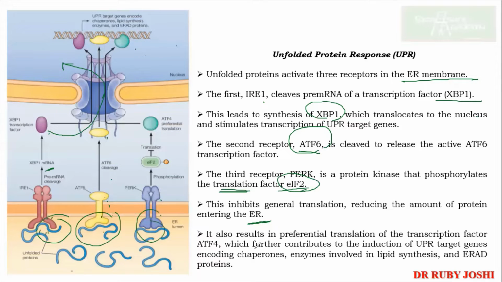Okay, it also results in preferential translation of the transcription factor ATF4, which further contributes to the induction of your UPR target genes encoding chaperones, enzymes involved in lipid synthesis, and ERAD proteins. What was ERAD? ER associated degradation. So this is how the unfolded protein response is being regulated. Either you stop the translation, or you initiate folding with chaperones, and you are going to target these proteins so that they can go for degradation. So this is how you are going to maintain the level of the unfolded protein.